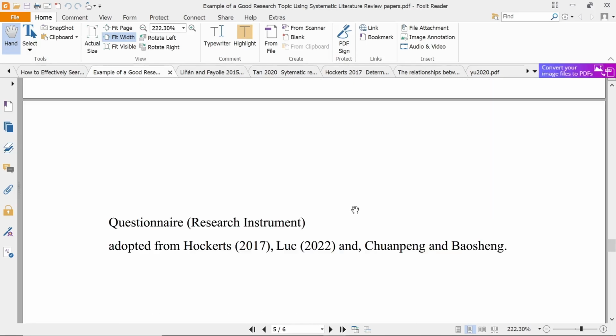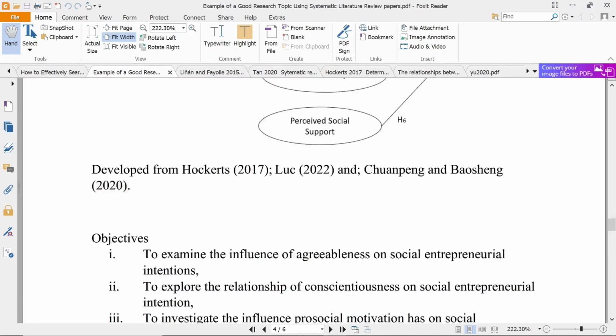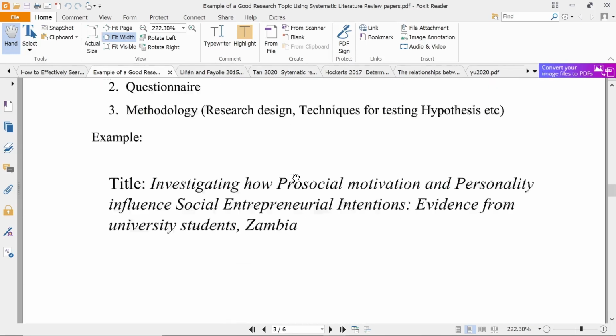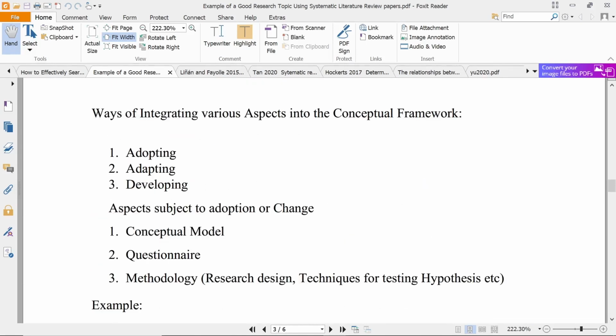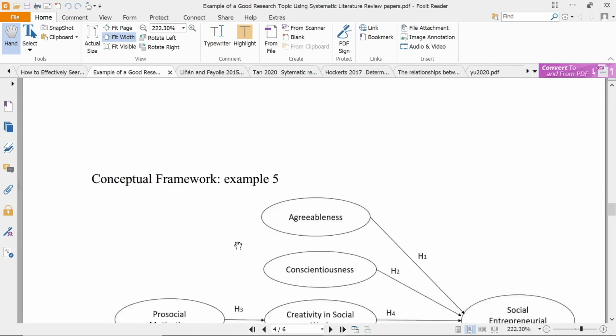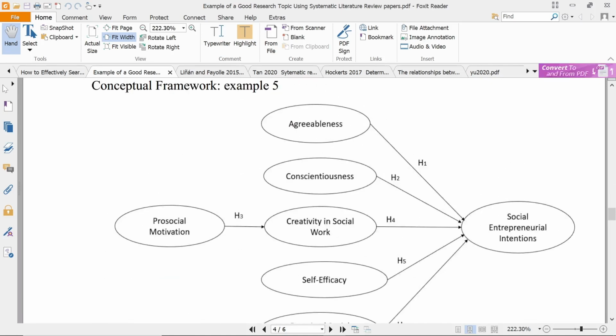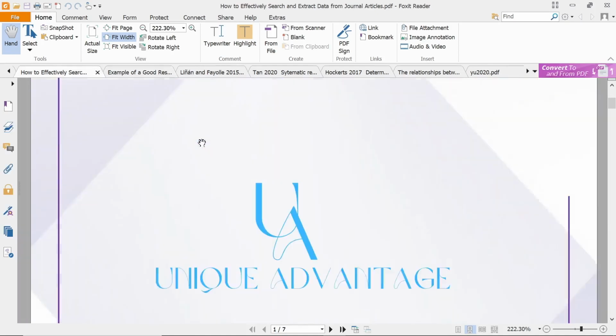So for these other parts, for the questionnaire, I just adopted the methodology. I think I'll adapt that one. If I was doing this, I would adapt a methodology. Then for the conceptual model, I developed the conceptual model, which is this one over here. So you go through the same process.